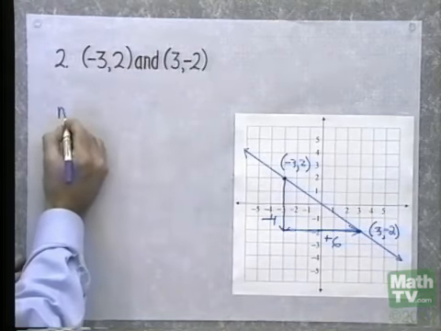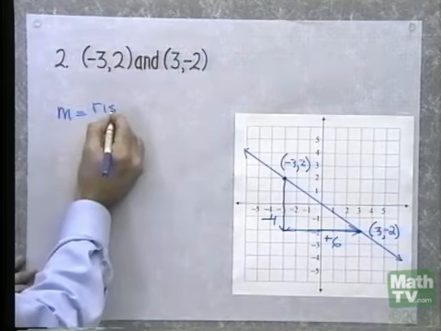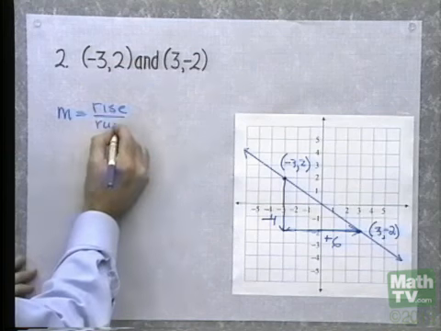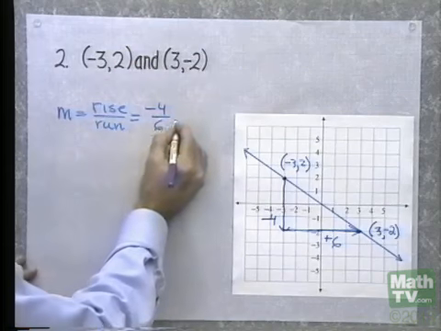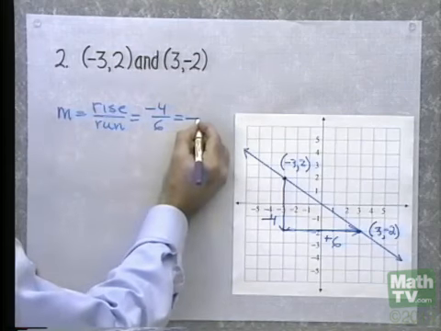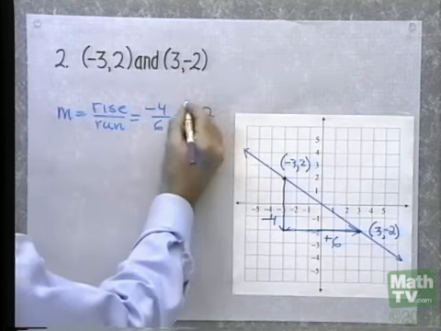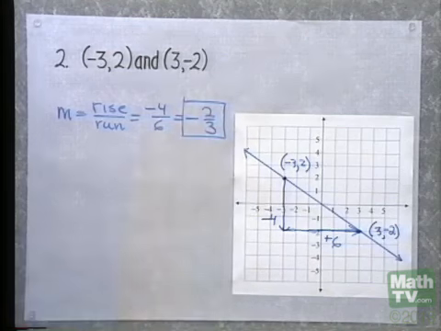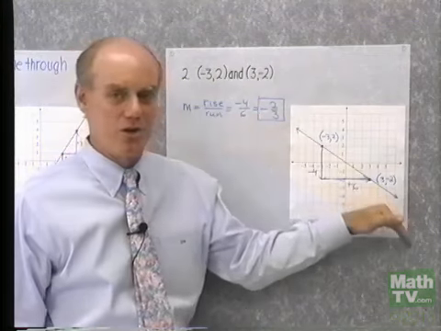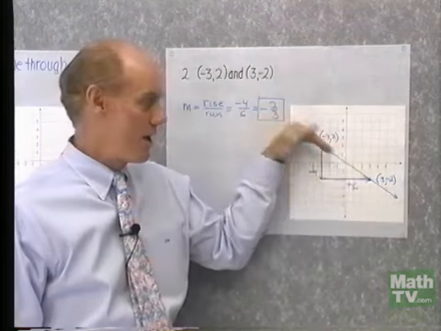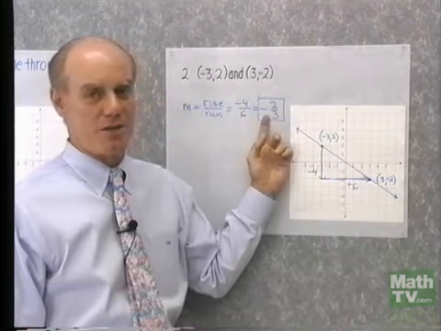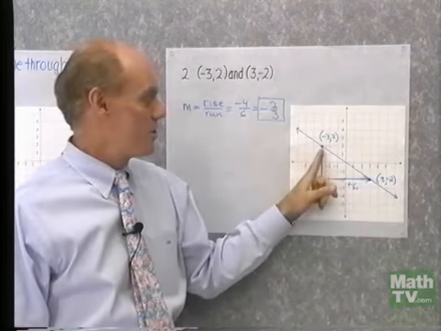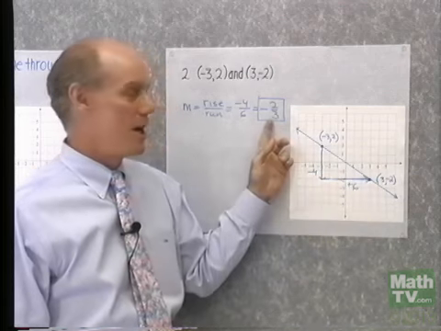So my slope m, which is the ratio of rise to run, is going to be -4 divided by 6. That reduces down to -2/3. So you can see here I have a line that actually falls going from left to right. The line drops as I move from left to right along the line, and it comes out to have a slope that's a negative number.